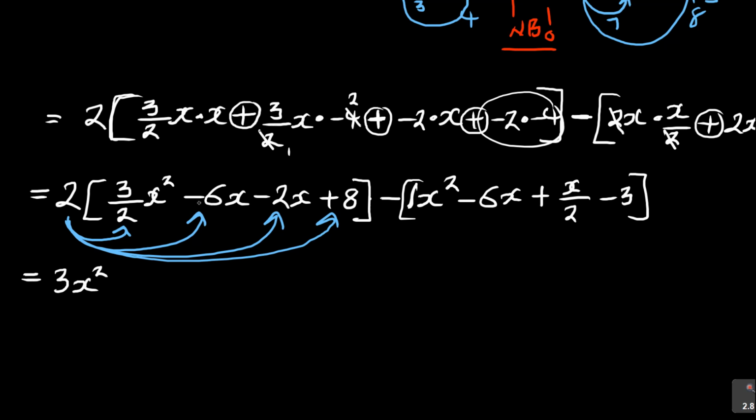Now 2 times negative 6, maintain the sign. 2 times 6 is 12x. Now 2 times negative 2 is still negative. 2 times 2 is negative 4x. 2 times 8 is 16 there, positive.